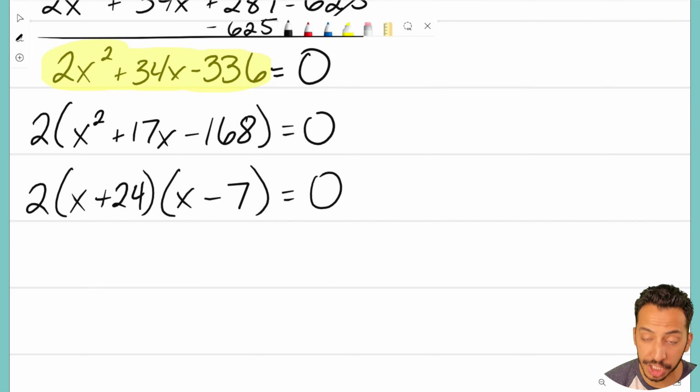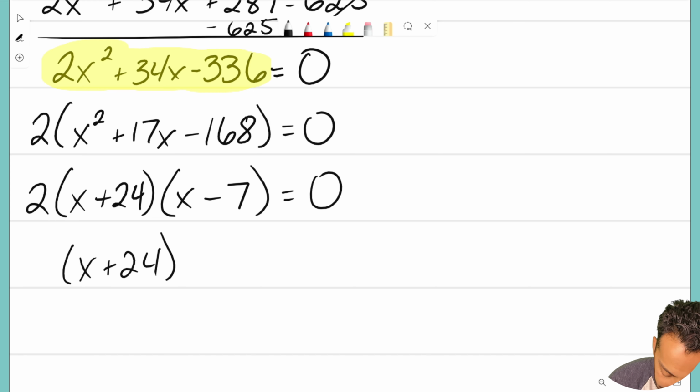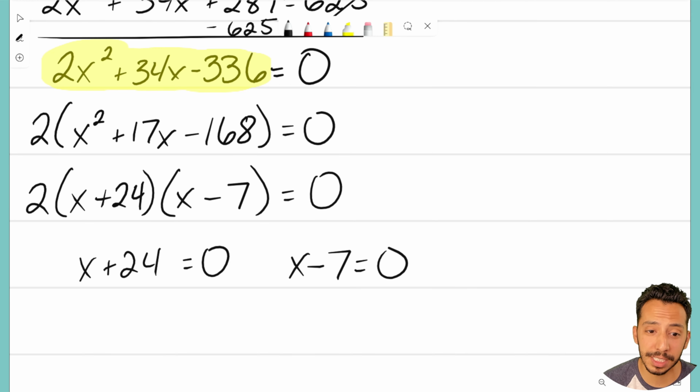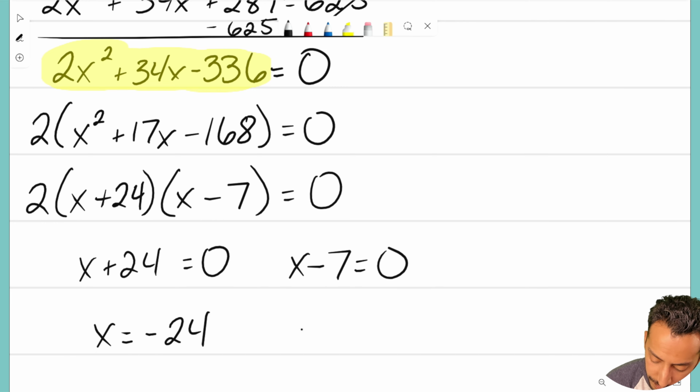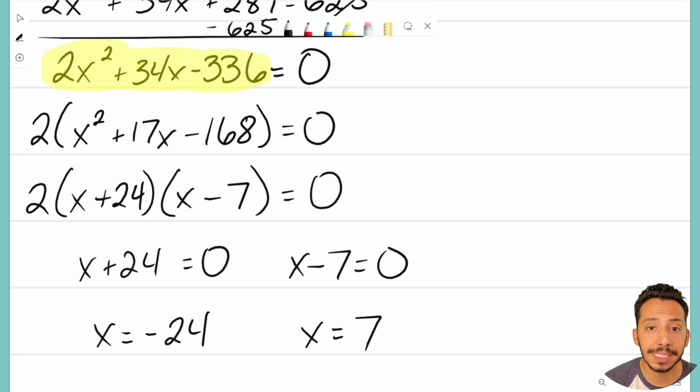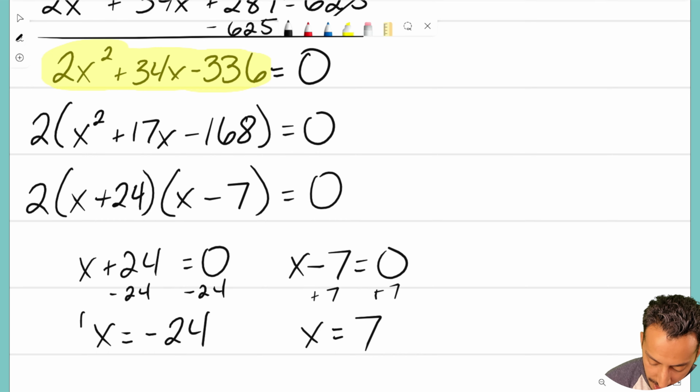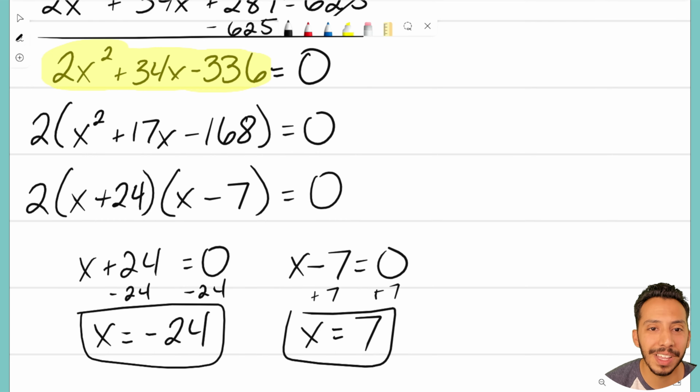We have done it, which is awesome for us because now we just got to use zero product property. The zero product property says that we can take both of those factors and set them equal to 0. I actually don't need that parentheses there. We set them both equal to 0 and we solve now. The left side is going to be x equals negative 24. Right side is going to be x plus 7 equals 7, right? Just by adding 7 on both sides, subtracting 24, subtracting 24. Those are our answers there.